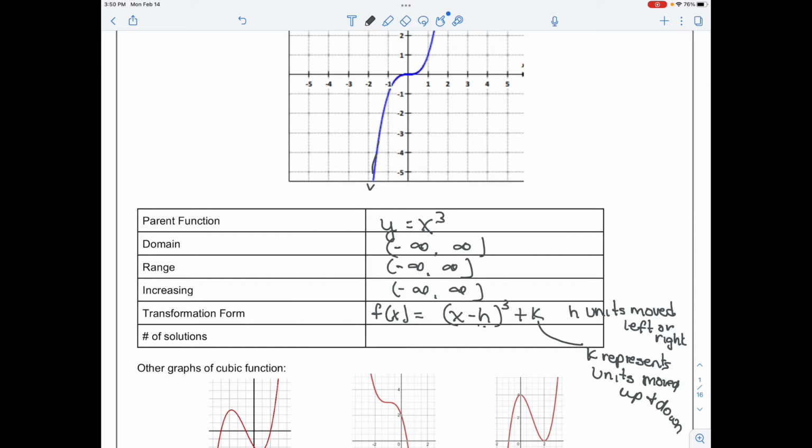The number of possible solutions for a cubic function is 3. However, when we look at this one, it only has one solution. Remember, solutions are where it crosses the x-axis.